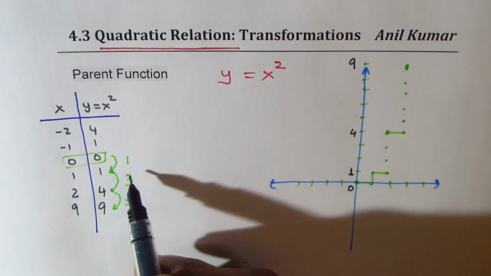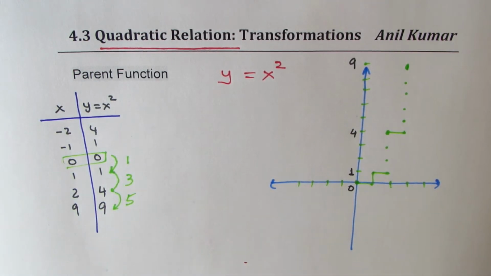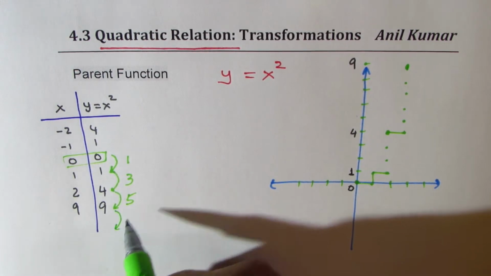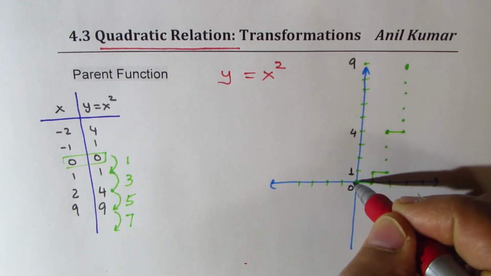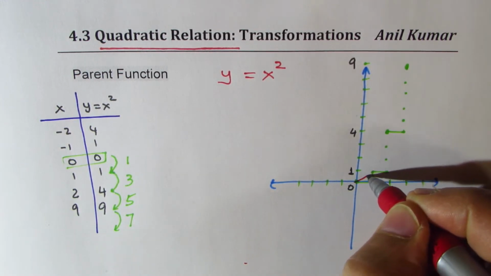So what you see here are these steps 1, 3, 5 and so on. Next is going to be what? Looking into the pattern, it is going to be 7. So with that, we get the right side of the graph, correct? So we get this right side of the graph, which is kind of like this.